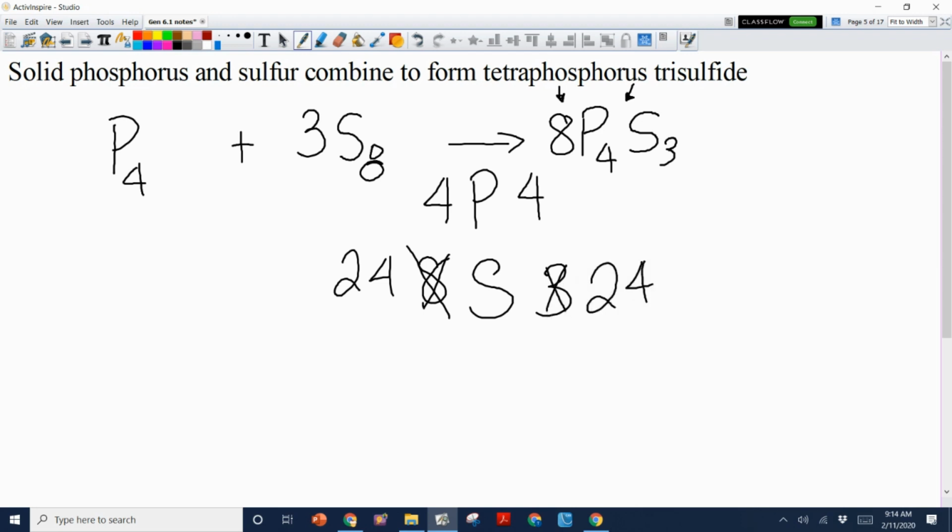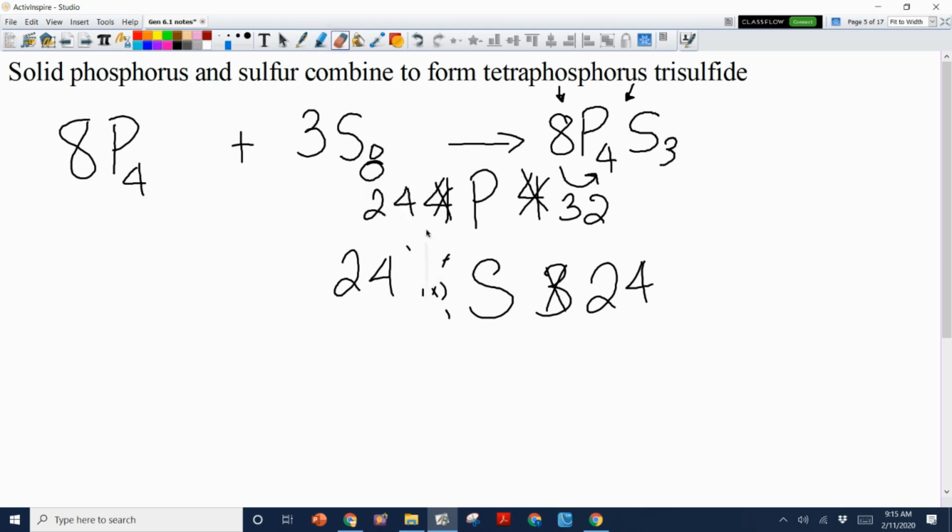All right, so look what that did to the phosphorus. That also changed the phosphorus here. So 8 times 4 is 32 phosphorus on this side. So we have to go back and make 32 on this side. So 8 times 4, so that's going to be 8 over on this side as well. Okay, so that's going to make 24.